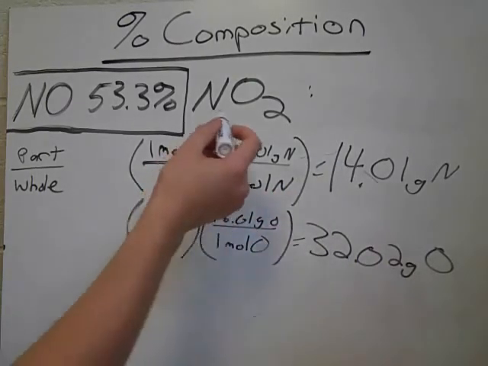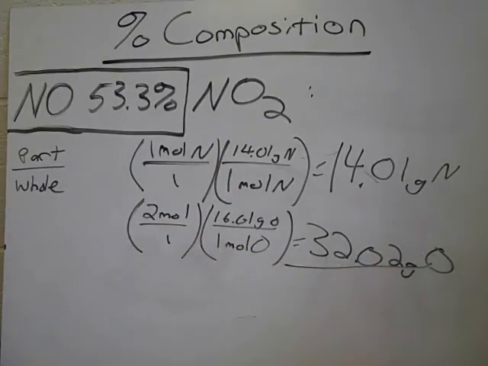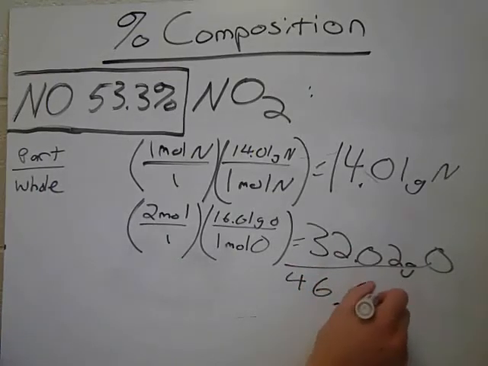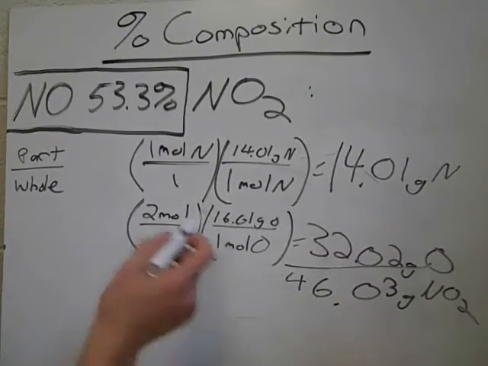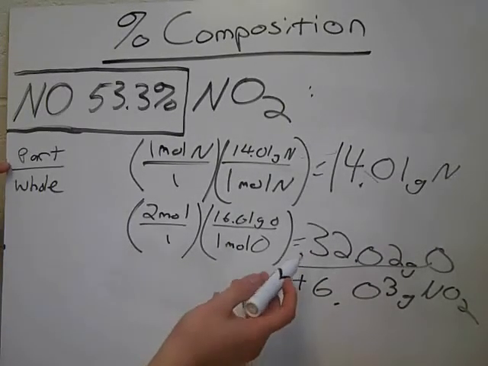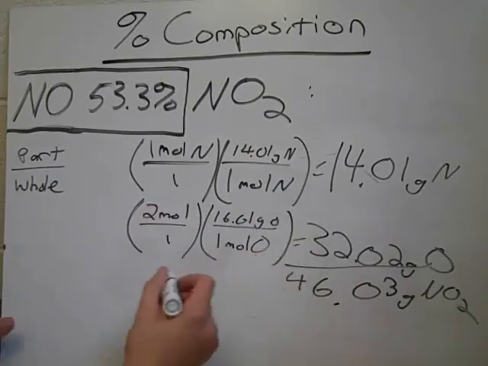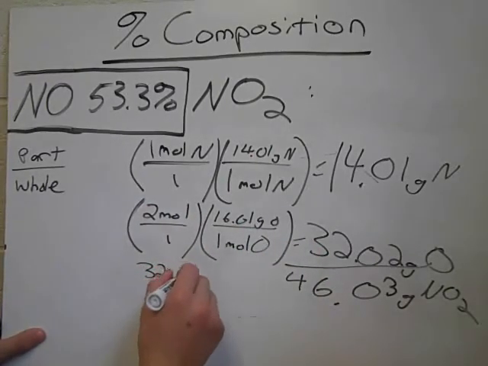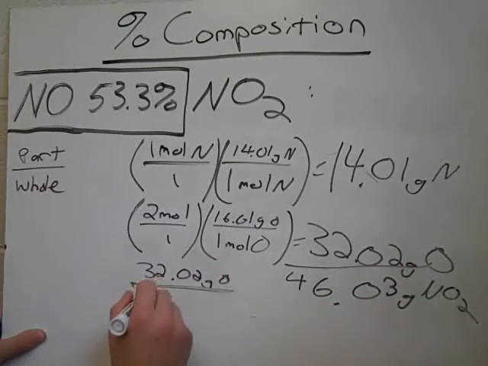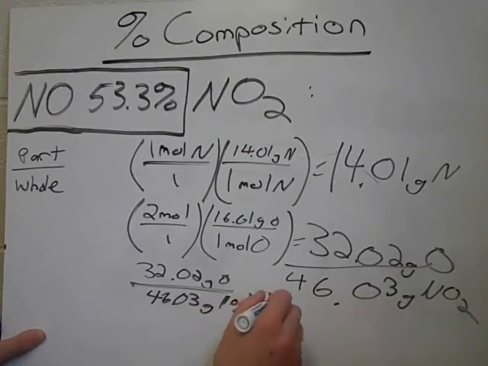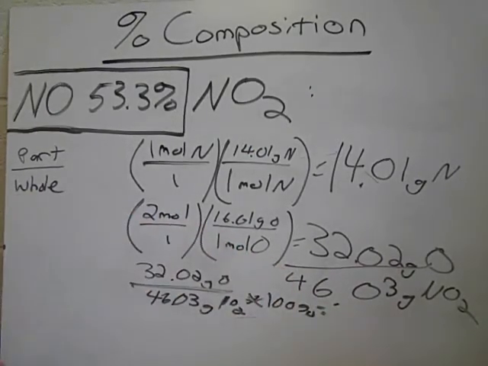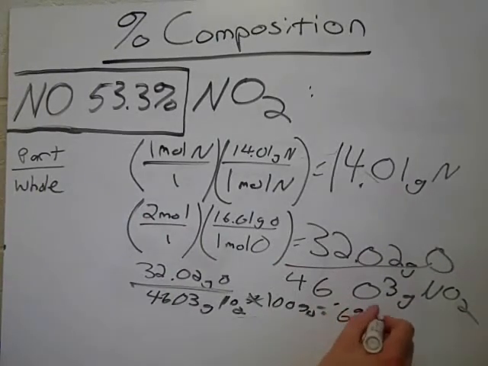So now, just like the last one, you add these two numbers to find your total molecular mass of NO2. And this is going to give you 46.03 grams NO2. So now this is your whole, and this is your part. So you go part over whole, 32.02 grams of O, over 46.03 grams NO2, times 100%. And that will give you 69.6% O. And that's your answer.